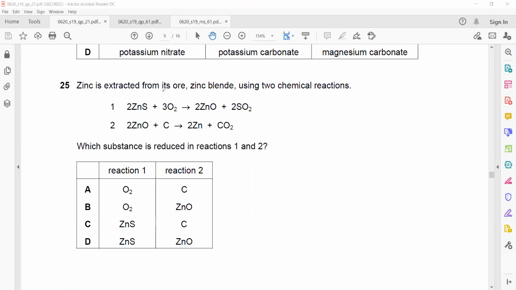Zinc is extracted from its ore, zinc blende, using the two chemical equations. Which substance is reduced in reaction 1 and reaction 2? Reduction is in terms of oxygen. You can also say addition of oxygen is known as oxidation. So which substances are reduced?